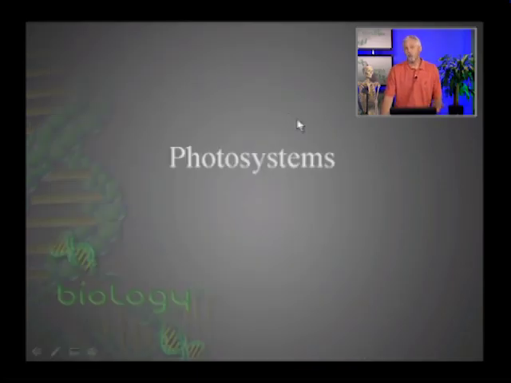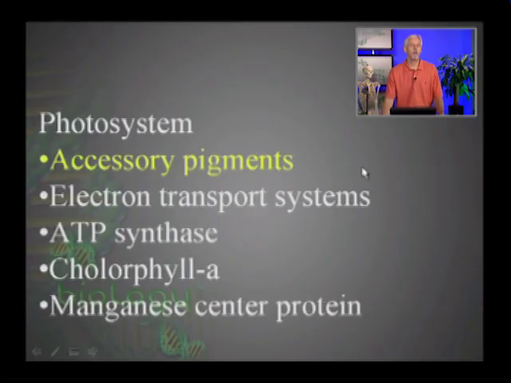So, photosystems. We talked a little bit about this before, but I want to expand on our knowledge of photosystems. Again, what we're interested in here is the thylakoid membranes. Photosystems are an aggregate of somewhere between 200 and 400 molecules that include light-absorbing pigments known as accessory pigments. There are electron transport systems associated with the photosystems. ATP synthase is associated with these. Also chlorophyll A. And then there's something called the manganese center protein that we'll come back to in a few minutes.